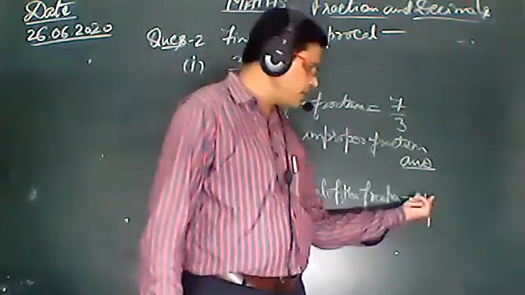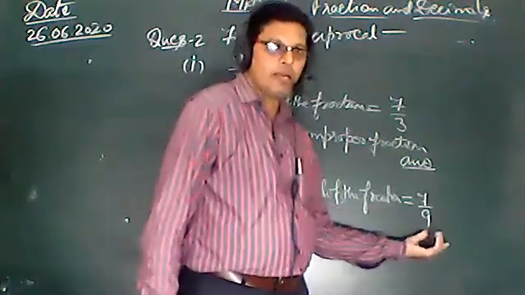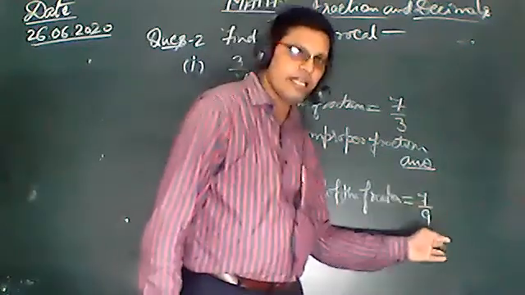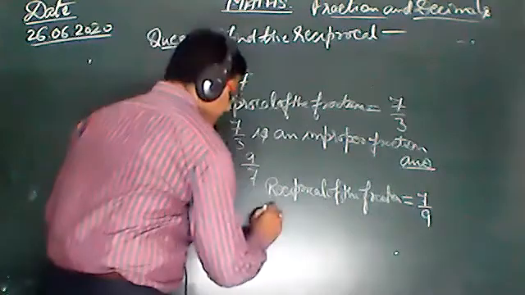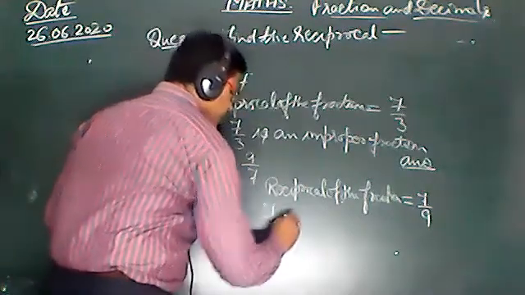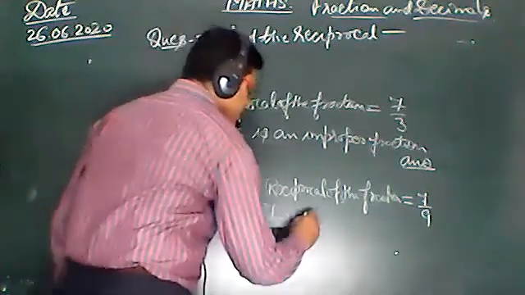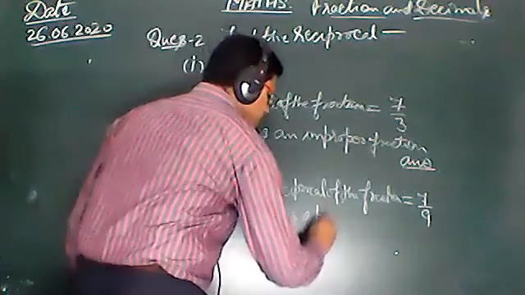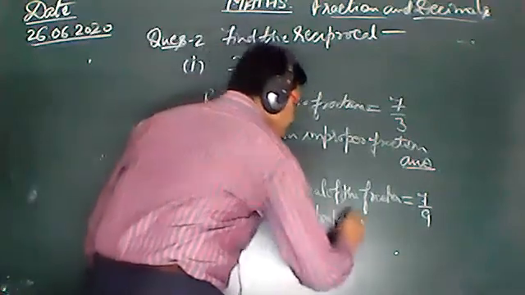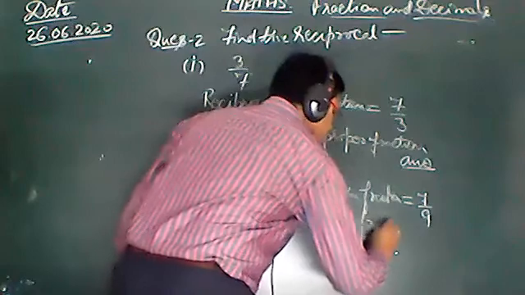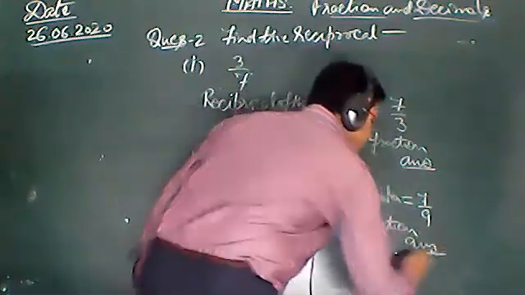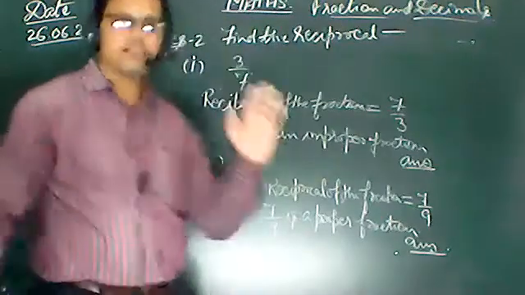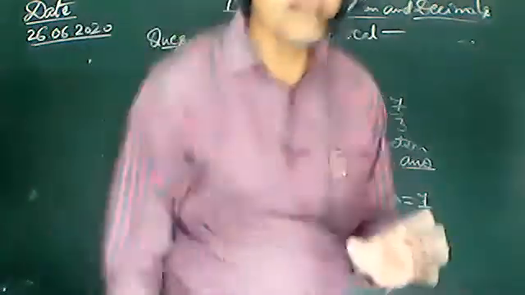यहाँ दिख रहा है numerator 7 है, denominator 9 है. Obviously ये कम है, ये ज़्यादा है तो ये proper हो गई. So in the second statement, 7 by 9 is a proper fraction. And that is our answer. Okay, that is clear.